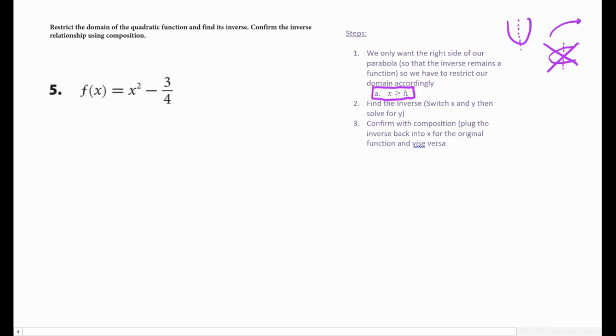To do that, we just take all of the values to the right of our h value, or the right half of our parabola. In this case, it doesn't have an h value, so x is greater than or equal to 0.